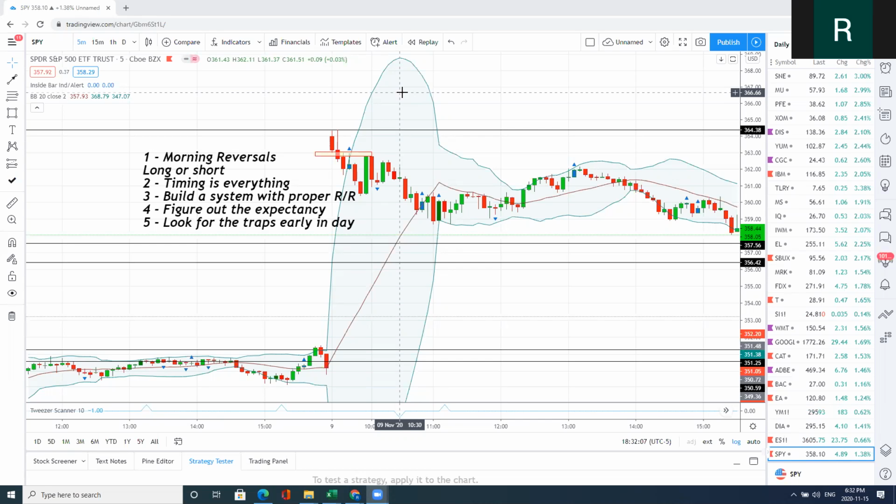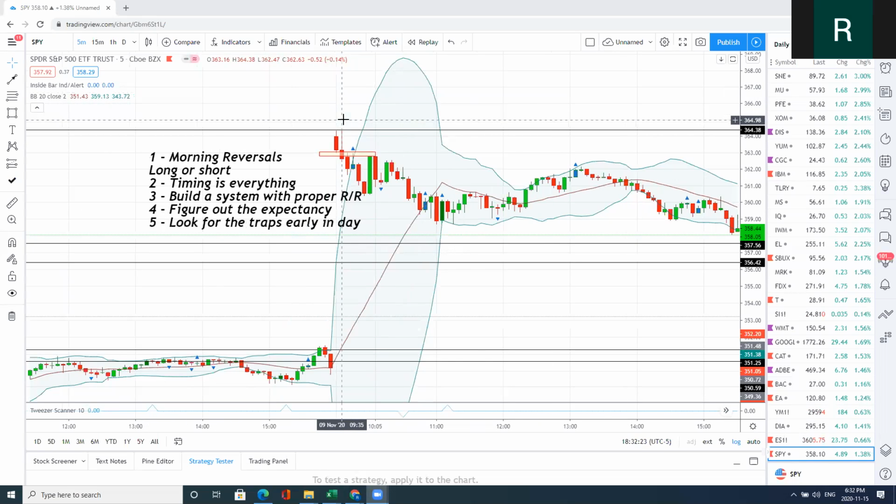Then I'm going to go through examples for the whole week on SPY on a 5-minute chart, and I'm going to talk through the psychology of everything. And then we're going to talk a little bit about building systems and expectancies. Okay, so let's look at Monday. Monday, we had that huge gap up on futures and in SPY.